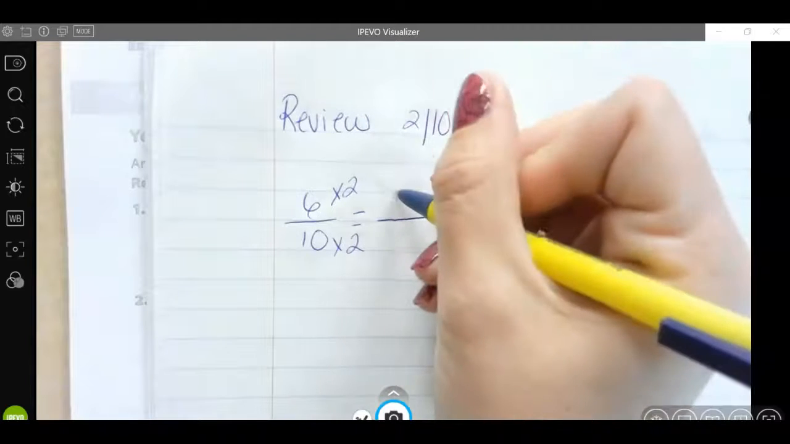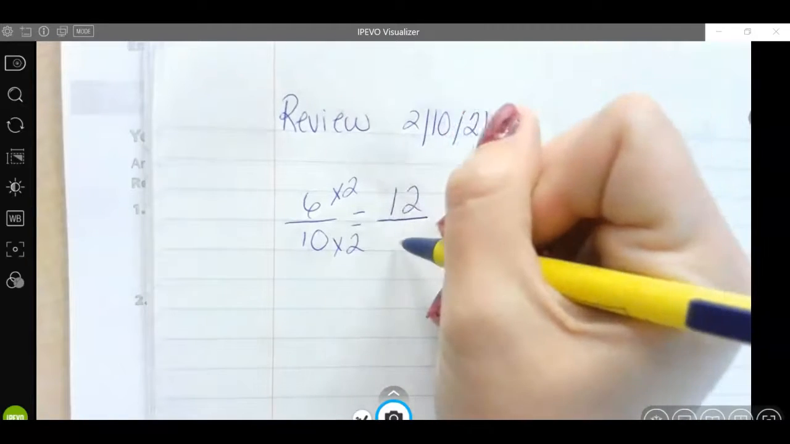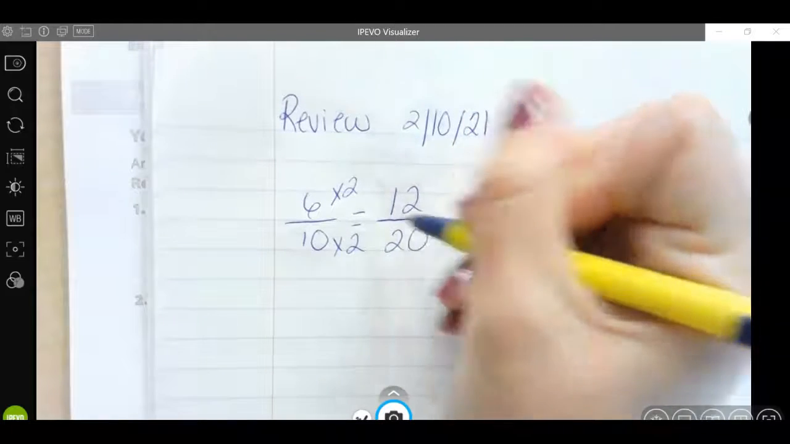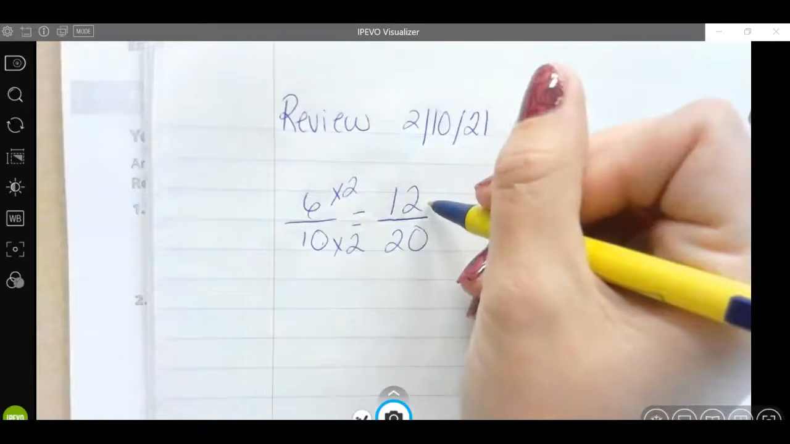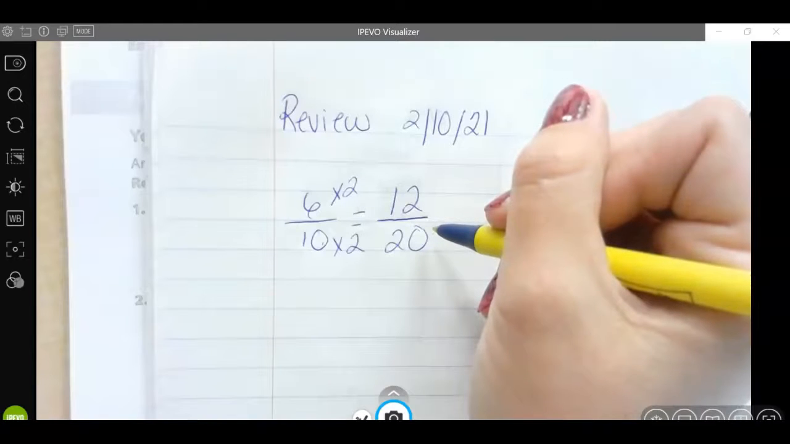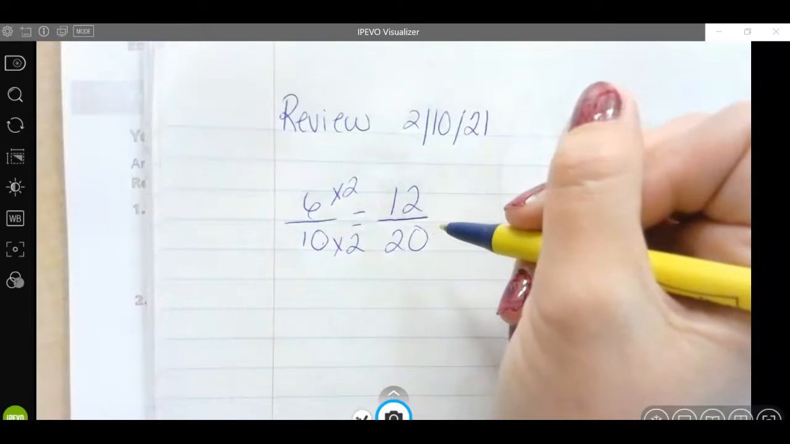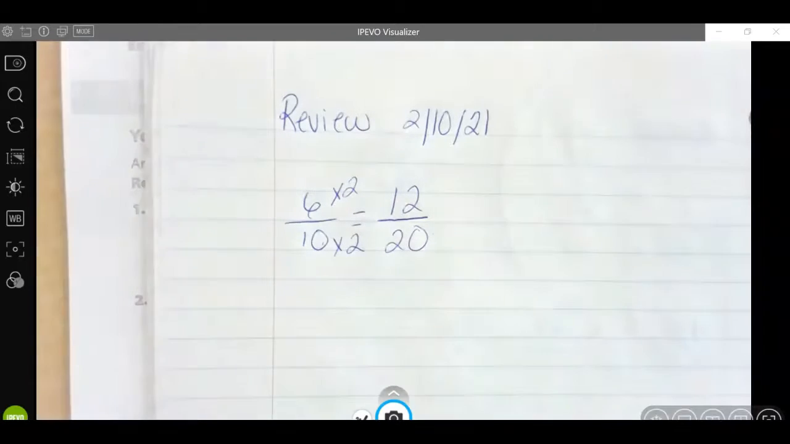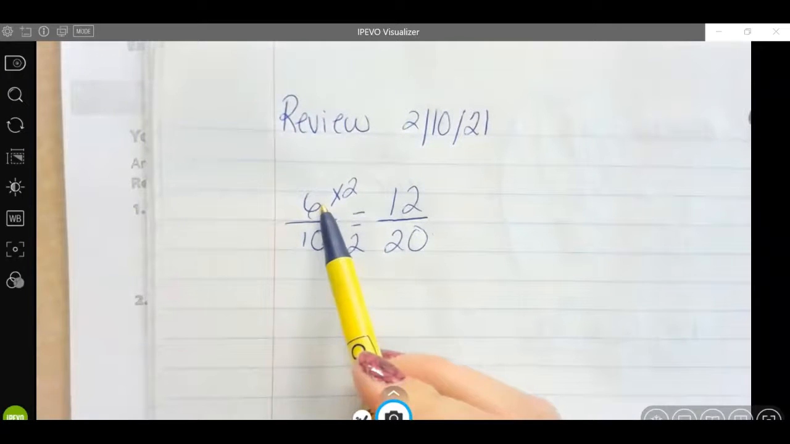So what's 6 times 2? 12. And what's 10 times 2? 20. So 6/10 is equal to 12/20. So to find an equal fraction, you can multiply by anything, but the golden rule is whatever you do to one, you do to the other. Okay?